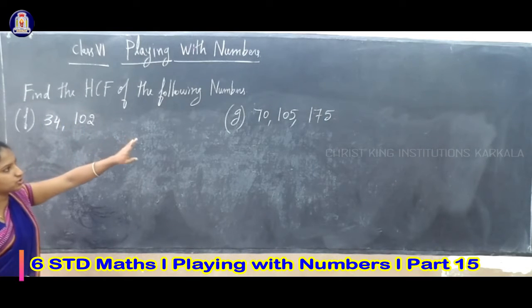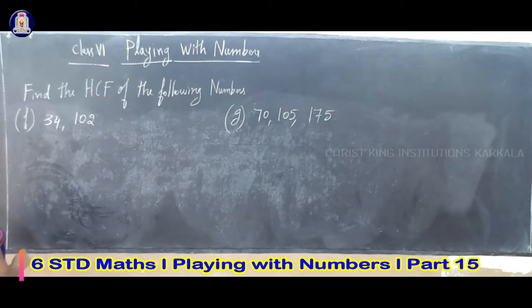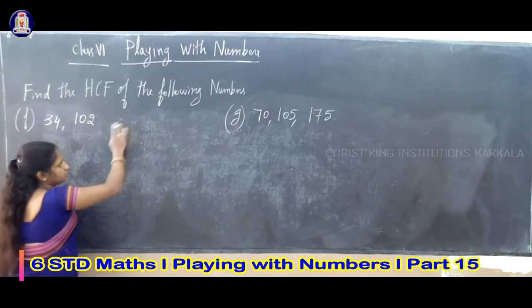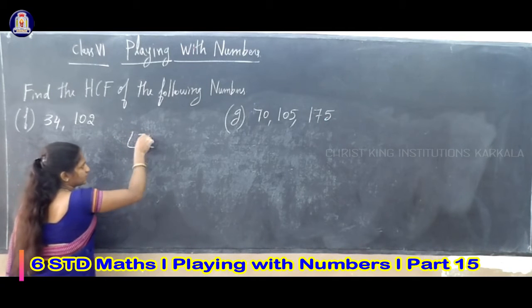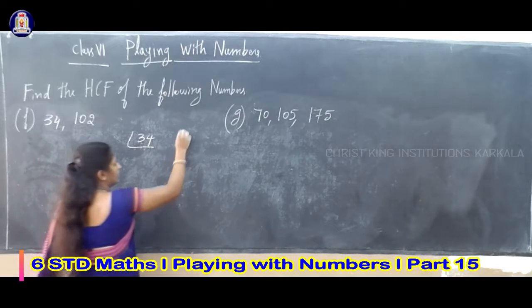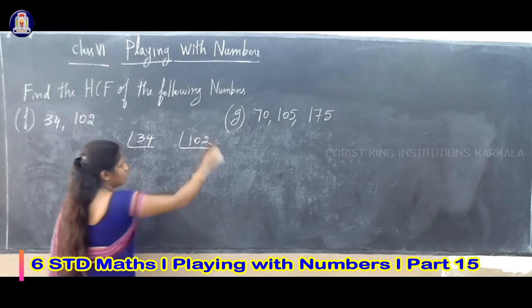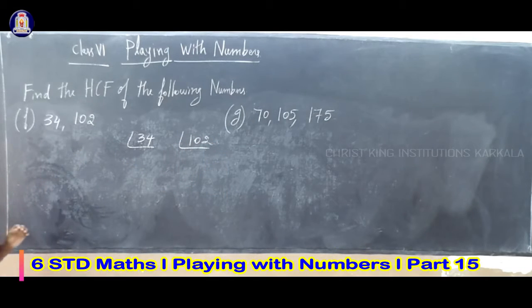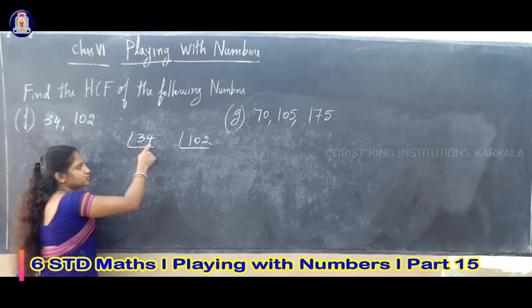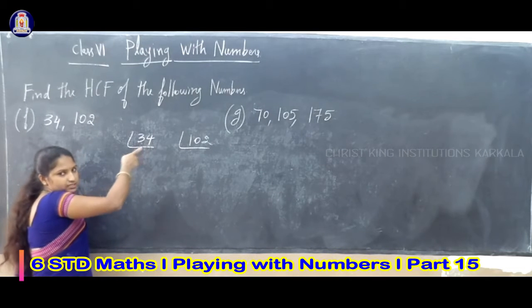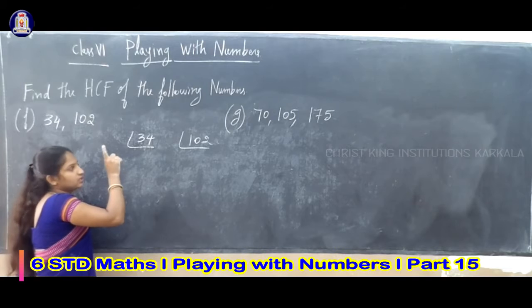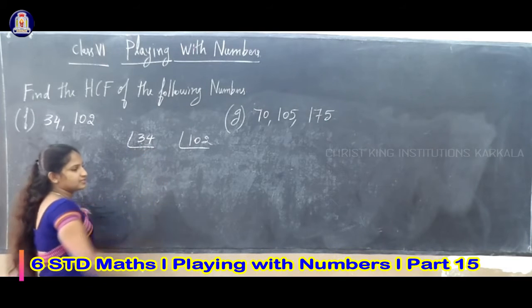Clear? In the next question there are 3 numbers. So first we will find this. You know the first step is finding the factorization. Here 34 and 102. Clear? So now 34, the last digit is 4, so 2 divides this 34.